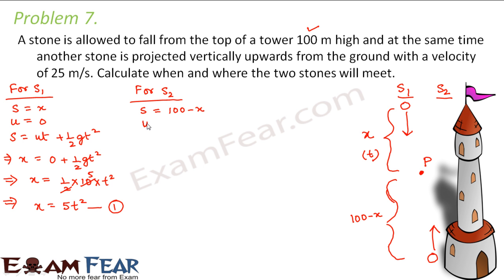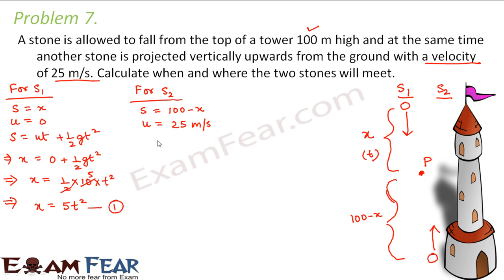Right? What is the initial velocity for stone 2? Now in the problem it is given that it is projected with a velocity of 25 meter per second. So that means initial velocity is 25 meter per second. Right? And let us suppose the time taken is t, because the time taken will be same, right? Because they are meeting at this point. That means both would have traveled this much distance till point P in the same time.